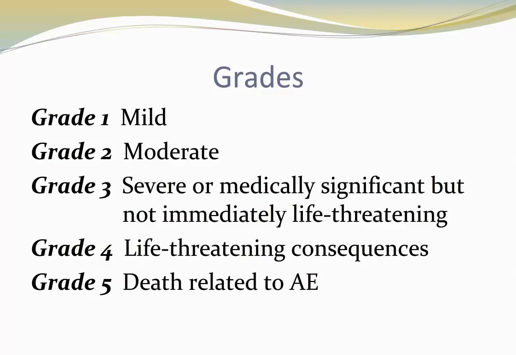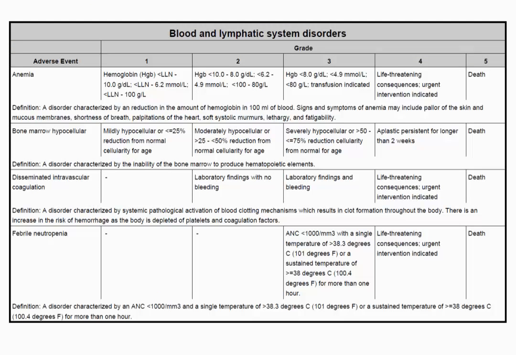Grades refer to the severity of the AE. This is the general grading criteria. However, as we saw in the previous example, there are specific descriptions of grades for each AE. Also, not all grades apply to all AEs. If we go back to our previous example, you can see grade 5 is always death. As mentioned before, the chart shows specific descriptions of grades, some lab-based, some more clinical. Please note, not all AEs have all grades.